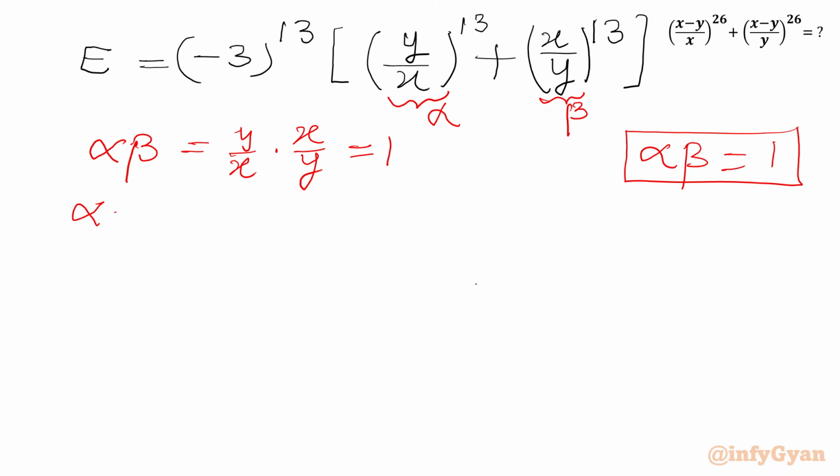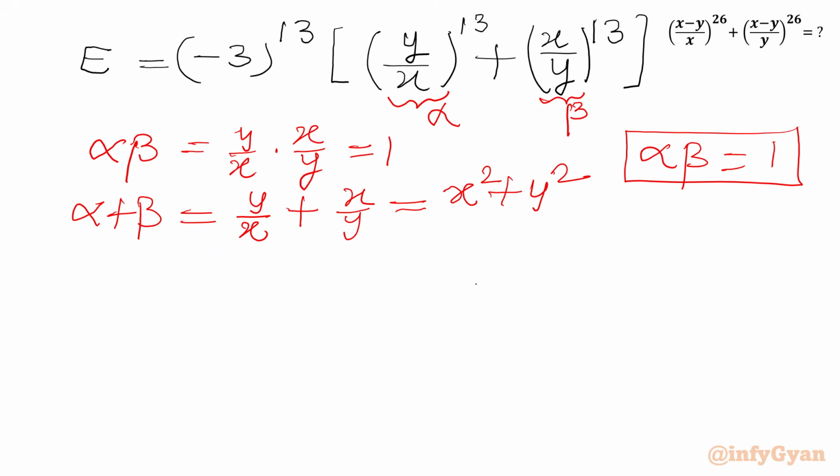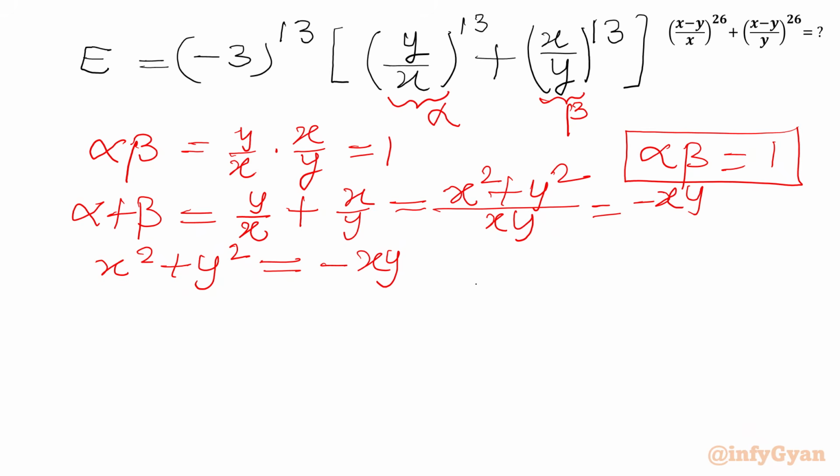Now we will add both. Alpha plus beta will be equal to y over x plus x over y. After taking LCM, we will get y square plus x square, or x square plus y square, in the numerator and xy in the denominator. Now, as per the known equation which is given in the problem, we will write x square plus y square plus xy equal to 0, or x square plus y square equal to minus xy. So we will write here minus xy over xy.